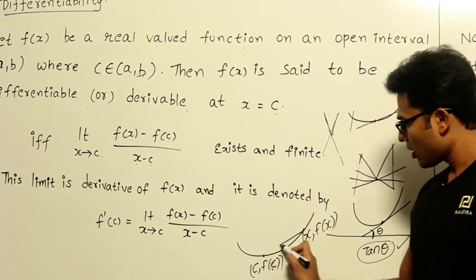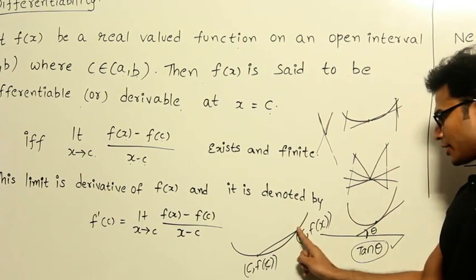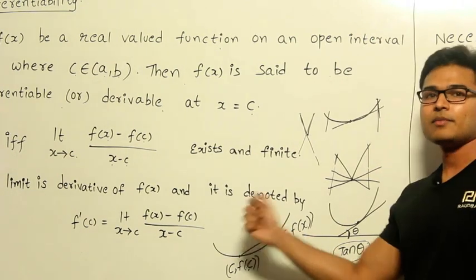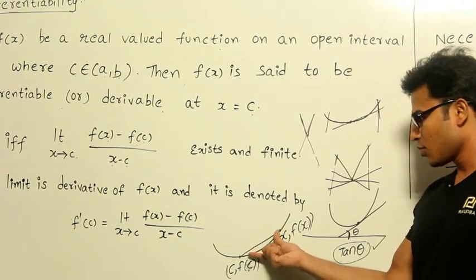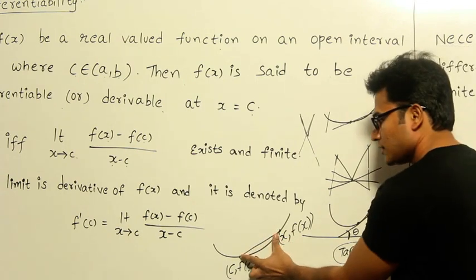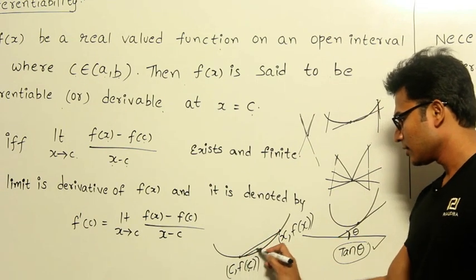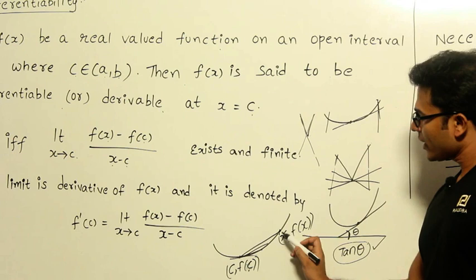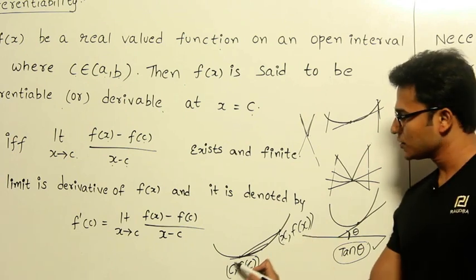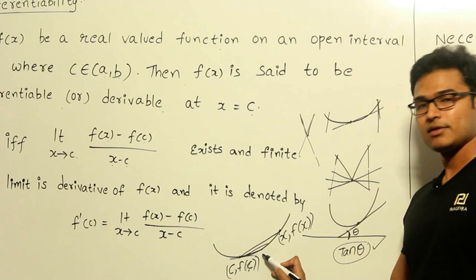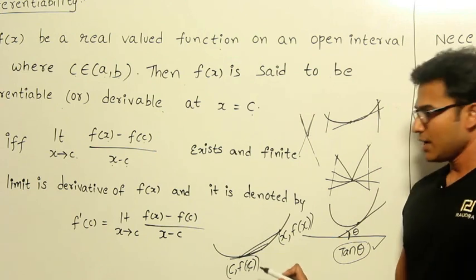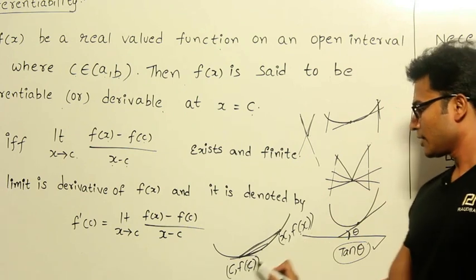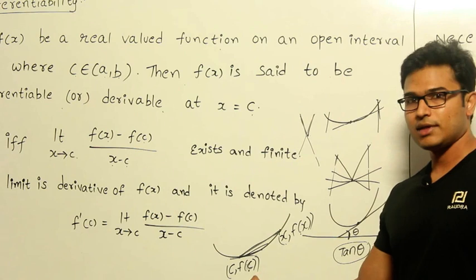Now if you look at this chord, as this point moves towards this point, that chord will become the tangent. Are you getting this? As I slowly move this, finally it is going to be a tangent. Got it? So as I move this point x close to c, whatever I get is nothing but the tangent, right? And now if you look at this line, the slope of this line is going to be y2 minus y1 divided by x2 minus x1, isn't it?